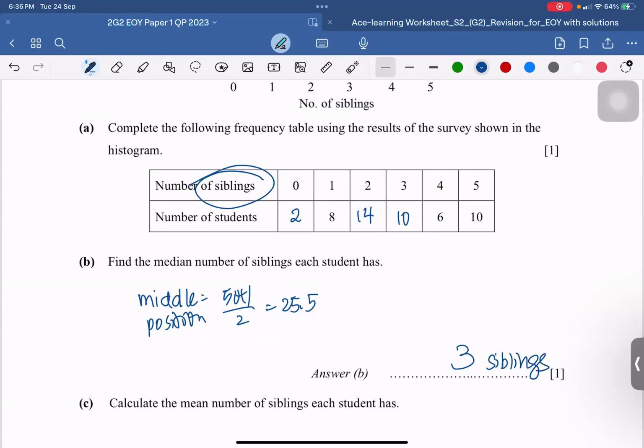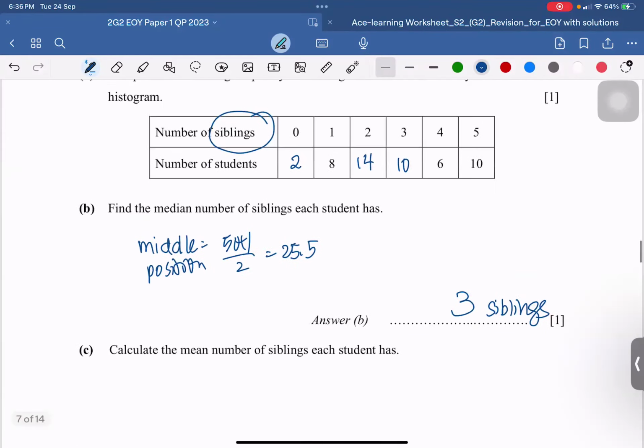What if the position is 24.5? Then you take the 24th and 25th, for example 2 plus 3 divided by 2, then it gives you 2.5. Even if the answer is 2.5, just write the decimal. Don't need to round off to a whole number, leave it as a decimal. So add together, divide by 2. Can? Okay.